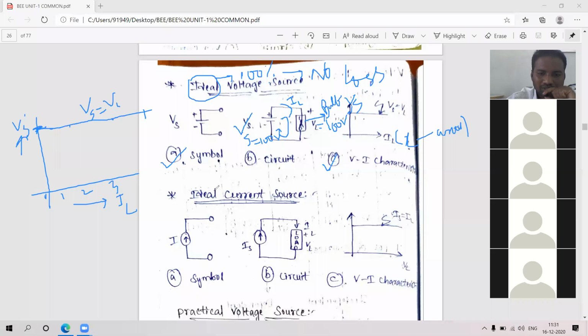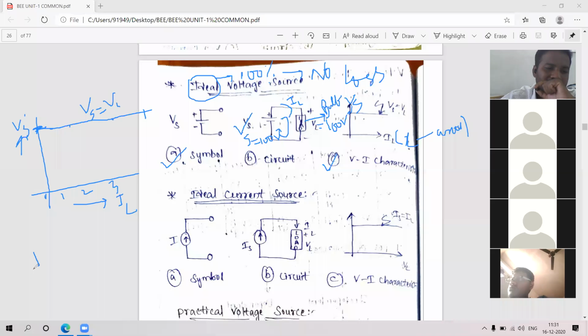Now coming to the ideal current source. Is it clear to all of you? Ideal means 100%: if I give 100%, the same 100% will be delivered to the load. Similarly, the ideal current source is also the same, just replacing the voltage source by a current source.